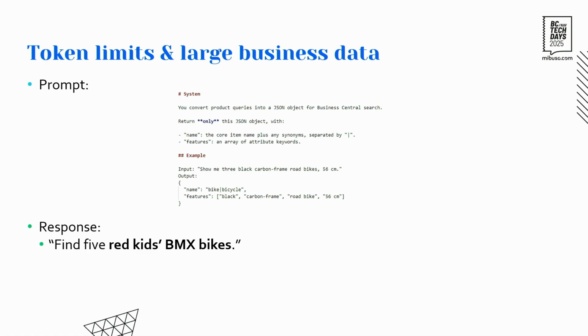So now, when the user says, I need 5 red kids BMX bicycle, the response is the name, which is bike or bicycle. So we do an OR. So now when we are applying filters in AL, we use an OR. So even if the item is named bicycle, we will probably get it. And then we are also extracting features. And even for the features, you can ask for synonyms as well. So now you see how small our prompt is. We are just trying to get the key information from the user input.